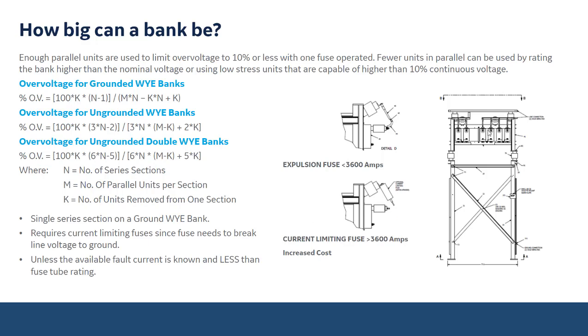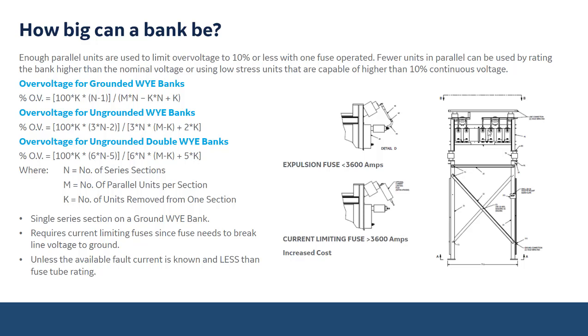Okay, how big can a bank be? Enough parallel units are used to limit the overvoltage to 10% or less with one fuse operated. Fewer units in parallel can be used by rating the bank higher than the nominal voltage, or using less stress units that are capable of that higher than 10% continuous voltage.